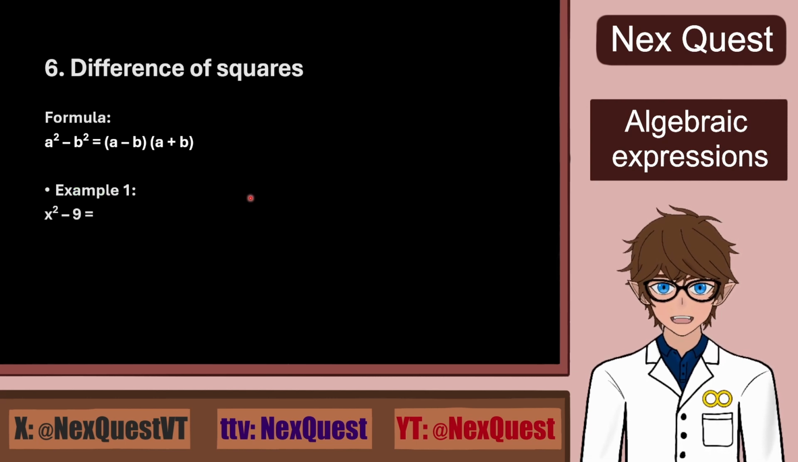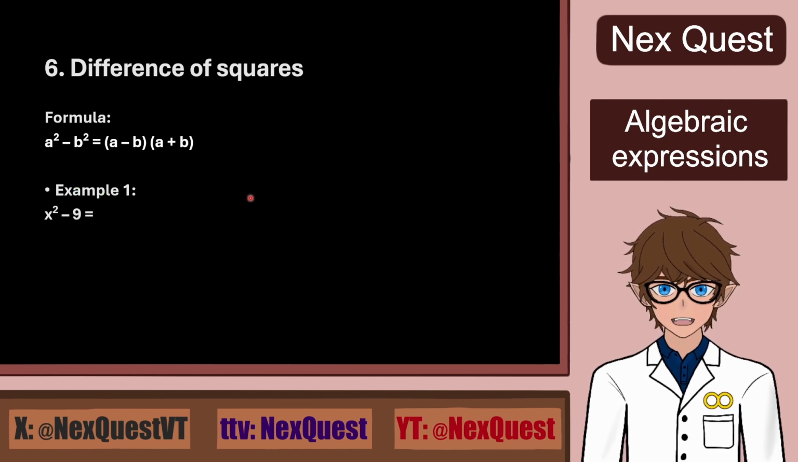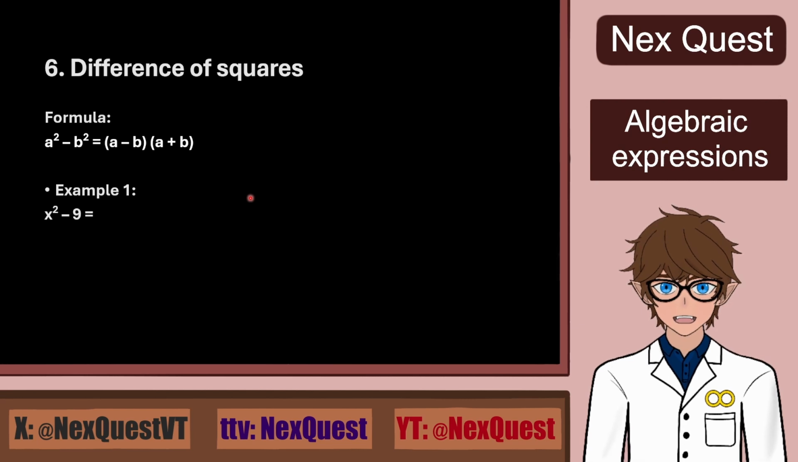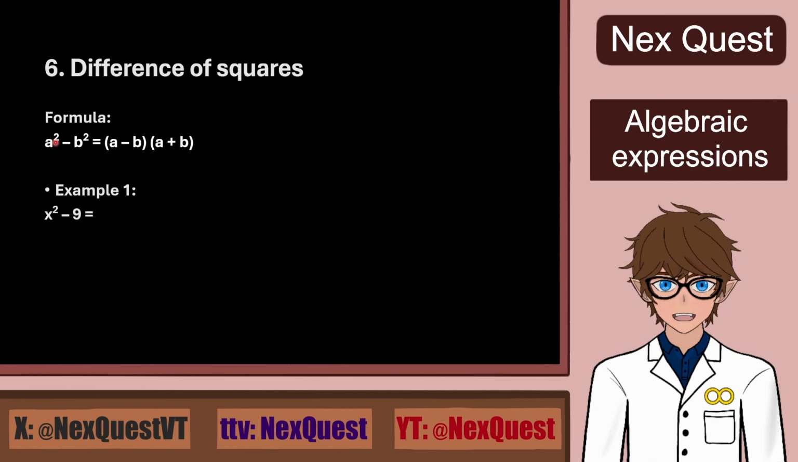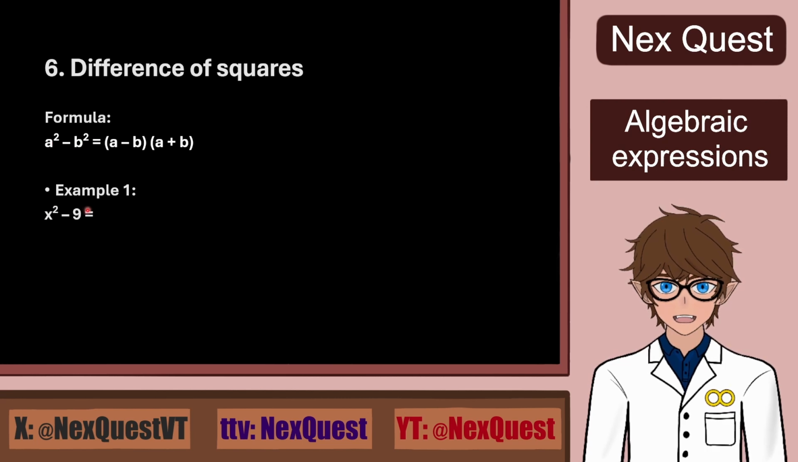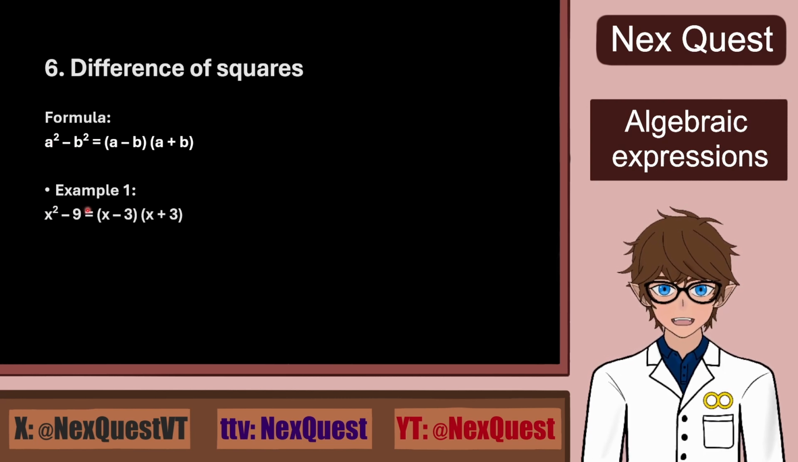Now, for the example, we see that 9 is the square of 3, and x squared is the square of x. So if we follow this formula, we just replace a with x and b with 3. We get x minus 3 and x plus 3.